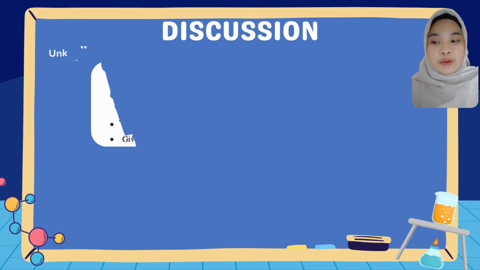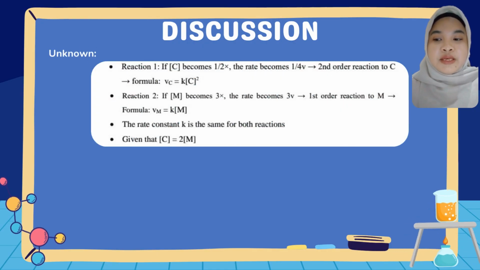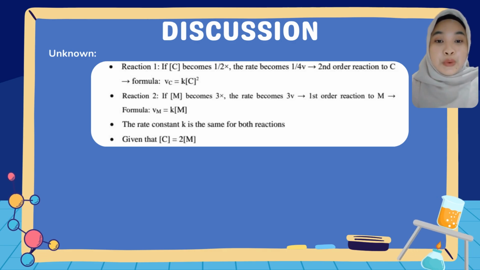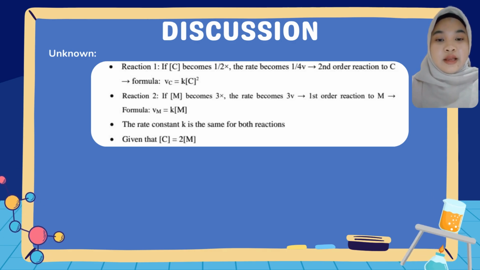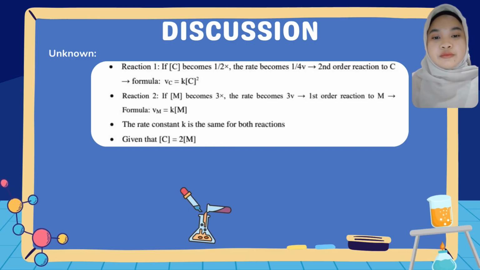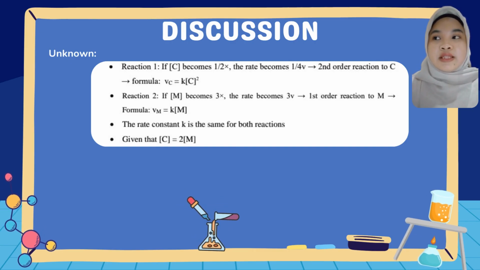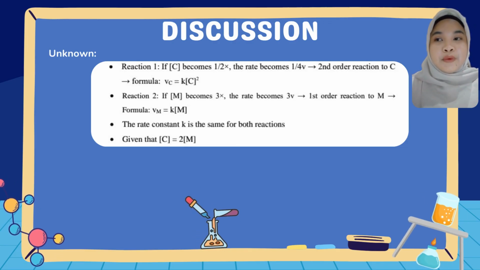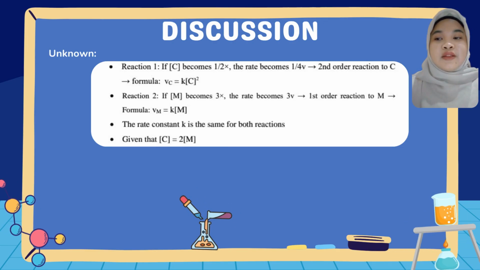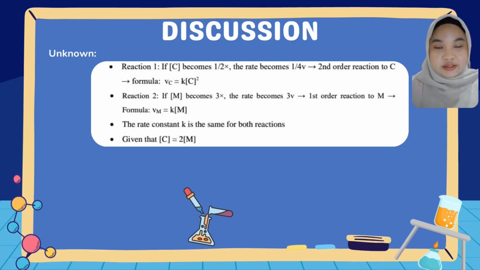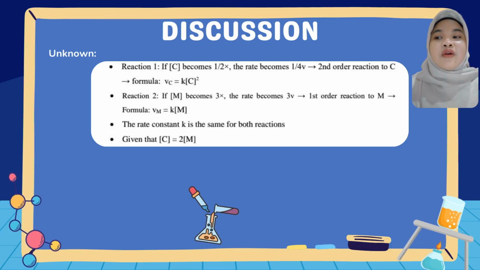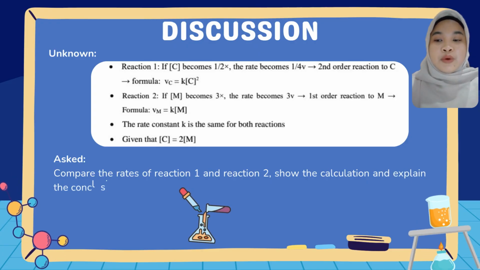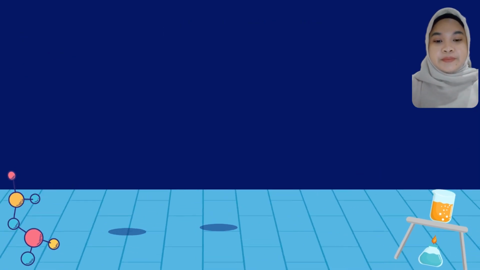Discussion. And now, reaction 1. If C becomes 2 times, the rate becomes 1 per 4 V. Second order reaction to C. So, reaction rate C equal to K concentration C squared. Reaction 2. If concentration M becomes 3 times, the rate becomes 3 V. First order reaction to M. So, reaction rate M equal to K concentration M. The rate constant K is the same for both reactions. Given concentration C equal to twice concentration M. Ask, compare the rate of reaction 1 and reaction 2, with the calculation and explain the conclusion.